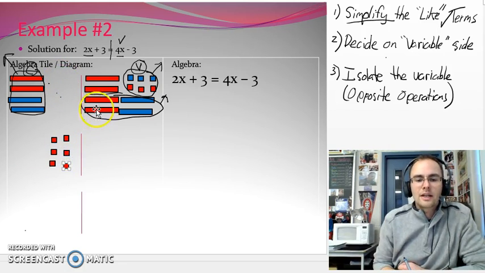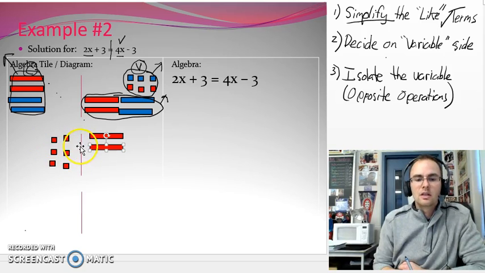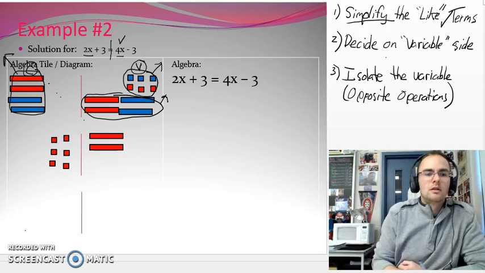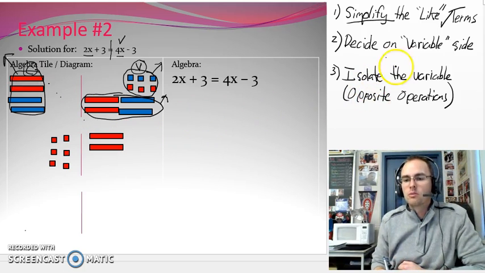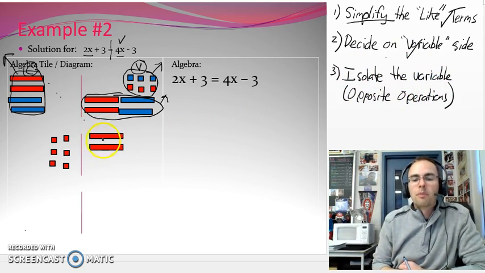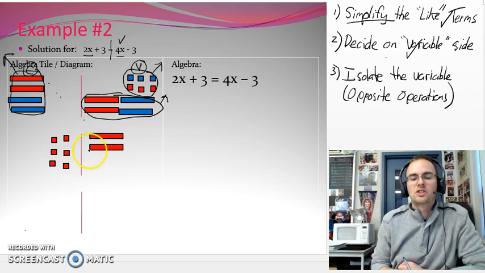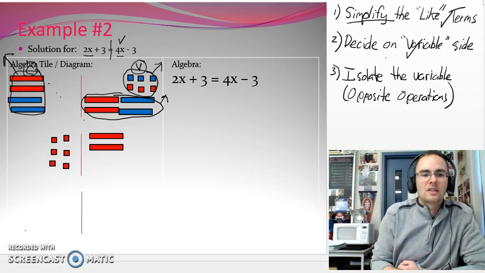So now I got 6, and I'll bring what I have left here down. Now I have 6 equals 2. Well, guess what? I've done this, decided on the variable side. I've almost completed isolating the variables, but I still have 2x equals 6. I want to find out what 1x equals.